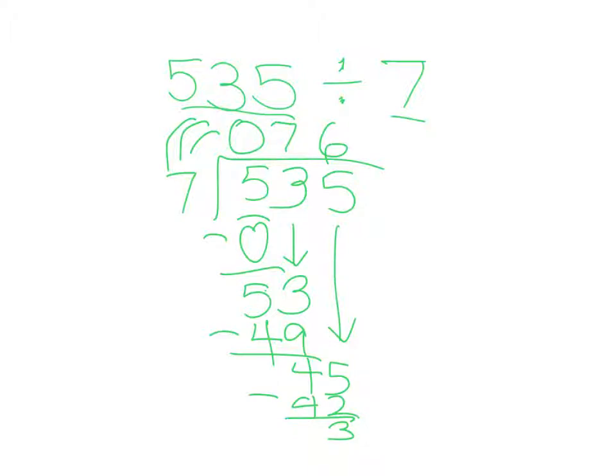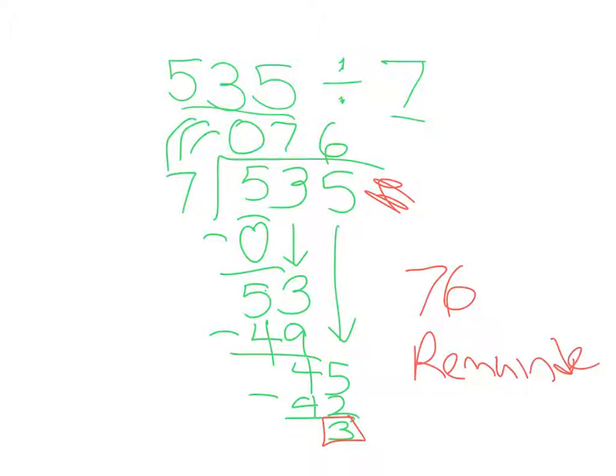I don't have any more digits to deal with up here. So I don't have anything else to bring down. So the answer to this question is going to be 76, and then this part here is going to be what's called the remainder, with a remainder of 3. And frequently people will just write down 76 R3.